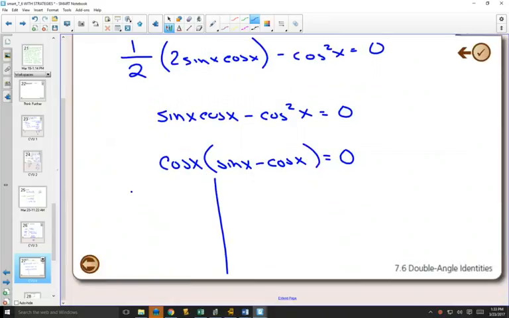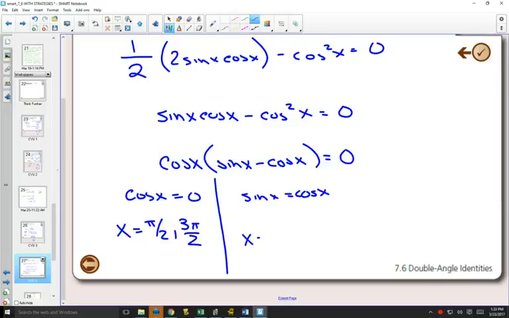And so by factoring it, we know that cos x equals 0 is a possibility. And here, sin x equals cos x. Cos x equals 0, that's from your pi plate. We know that that happens at pi over 2 and 3 pi over 2. When does sin x equal cos x? You might just be able to tell from your pi plate. Quadrant 1, and what other quadrant are they the same? Quadrant 3.